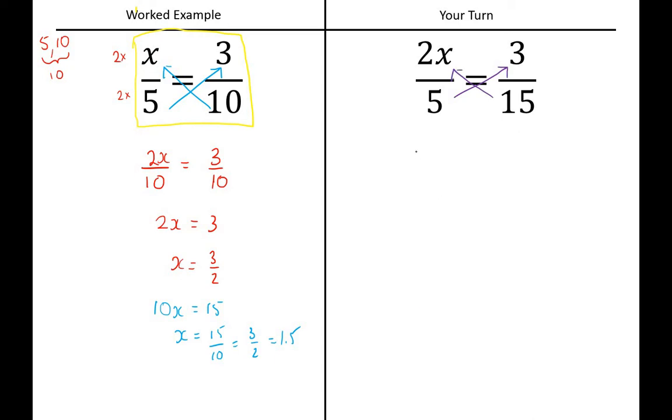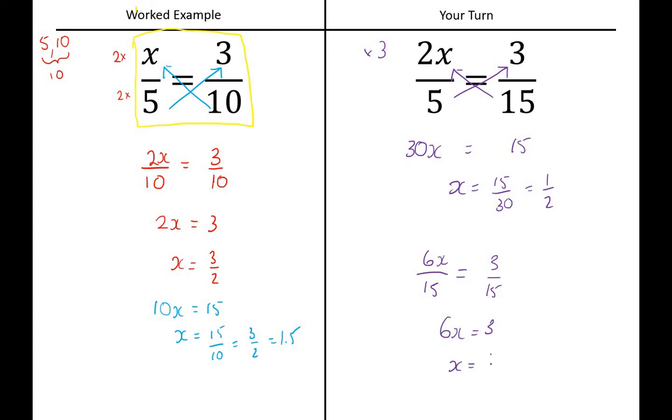If you cross multiply, you would get 30x is equal to 15. So x is 15 over 30, which is 1/2. If you didn't cross multiply and you've got a common denominator of 15, the left multiplies top and bottom by 3, so you get 6x. And on the right, it's already 15, so we've got 3 over 15, which tells us 6x is 3, tells us x is 3 over 6, which is 1/2. So either method is totally fine.